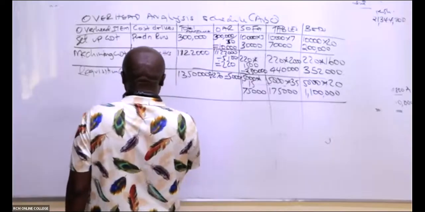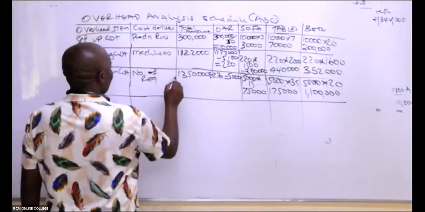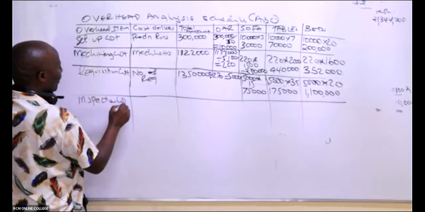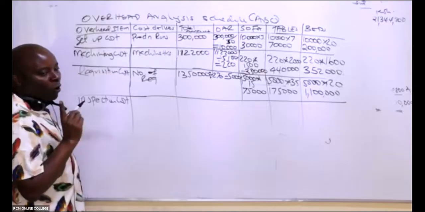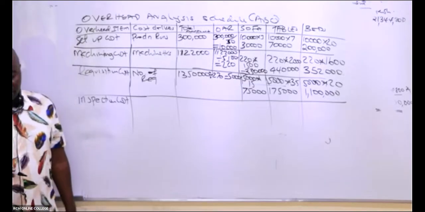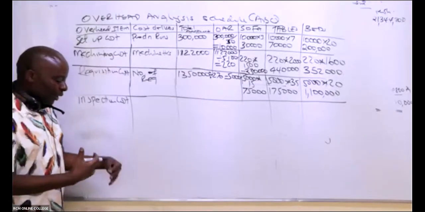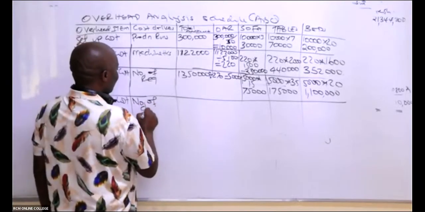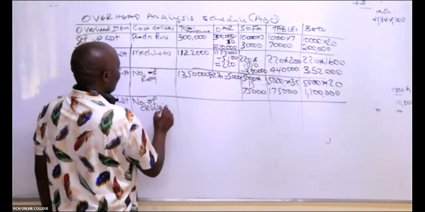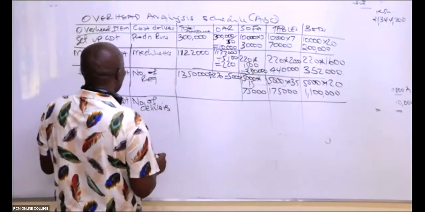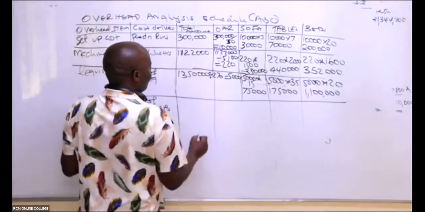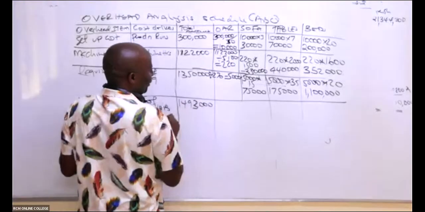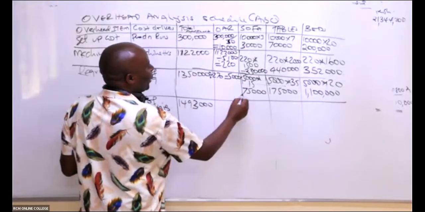What is the name of the next cost? Inspection cost. So what is the cost driver given for inspection? Number of deliveries. We deliver, they inspect. How much is the total amount of inspection cost? 1,493,000. So are you able to get the OAR?